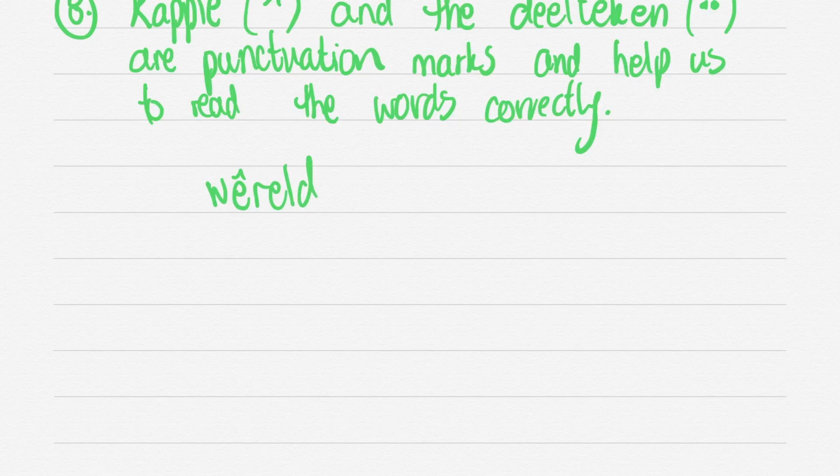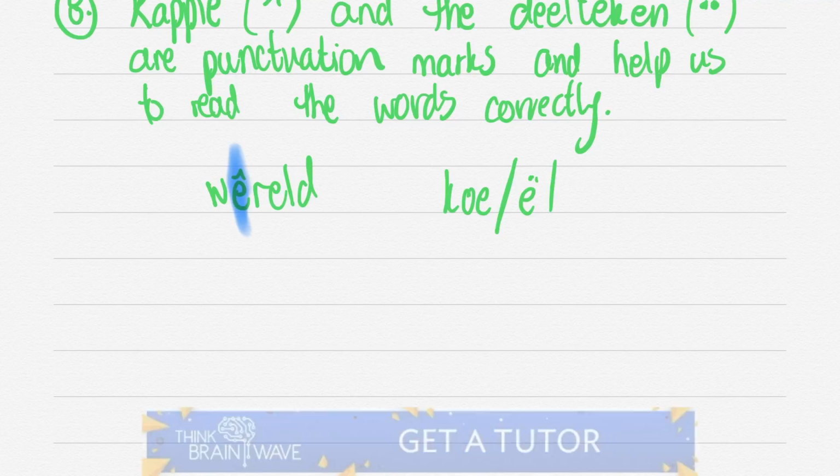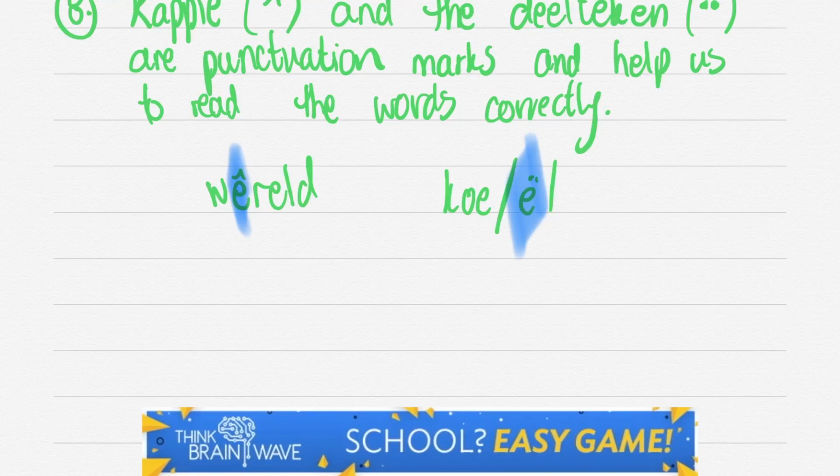So let's look at wêreld. Wêreld, can you see the difference? The ê sounds different to an e. So it's almost accented upwards. So wêreld, koel. There we go, you can see koel. So you've got the kappie, which makes the oo sound, and you've got the ë which is made by the deelteken. So just remember that that is the sort of sound that the kappie and the deelteken will make. Easy game.